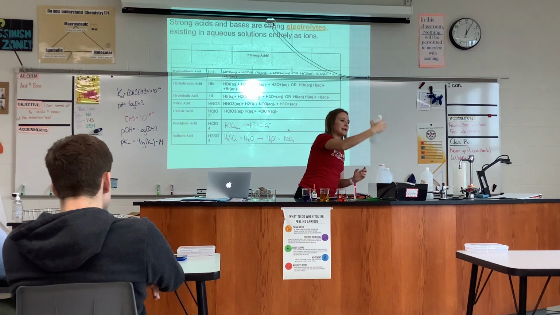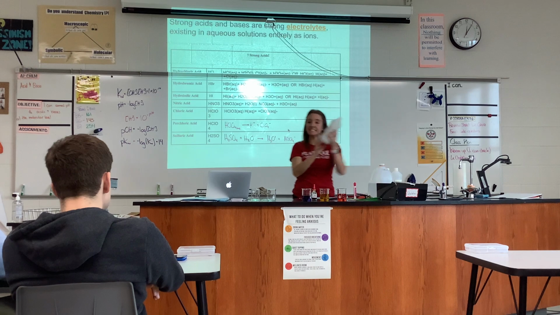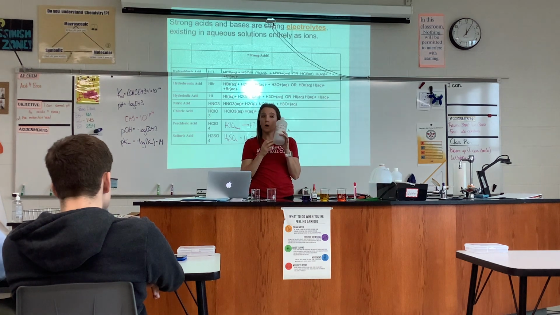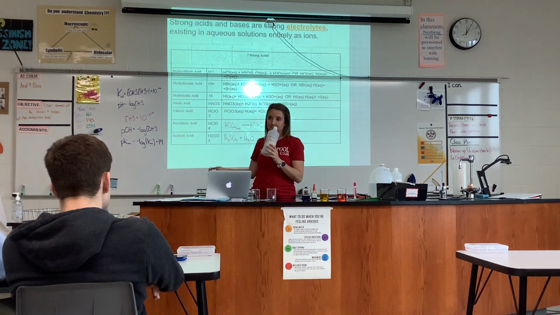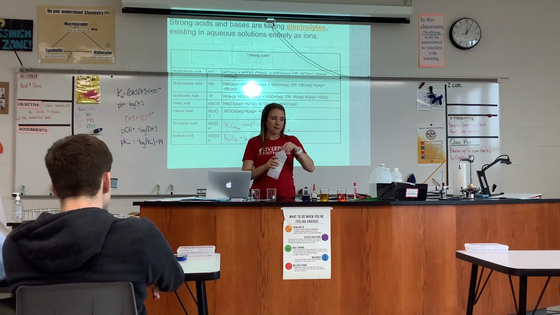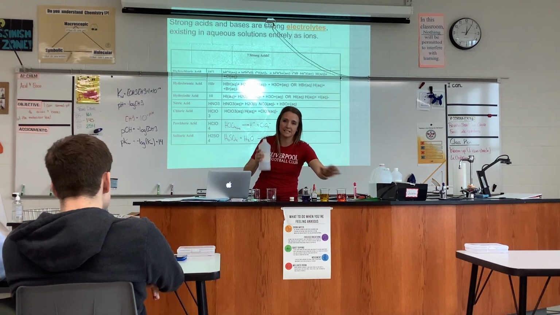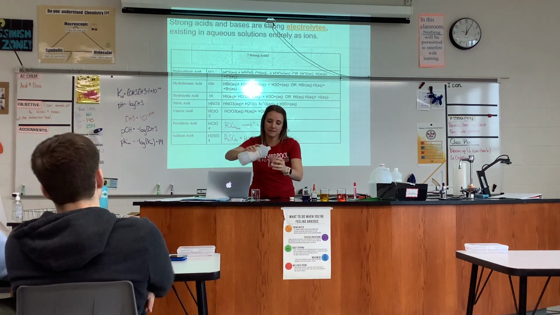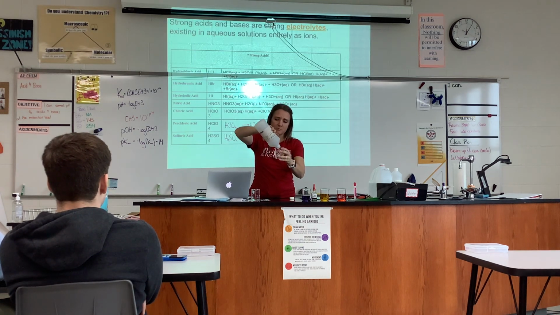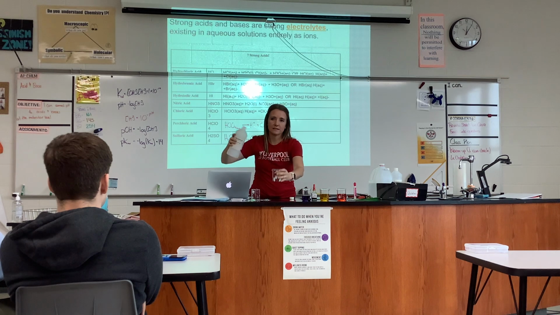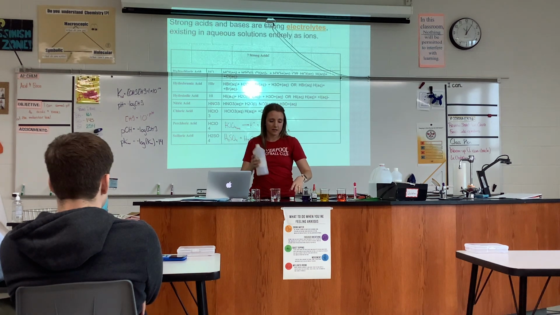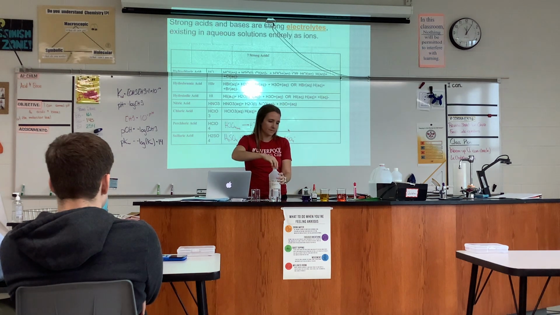So right here I have acetic acid, which is a weak acid. It's not one of our 7. I'm going to pour it in and we're going to add our indicator. So this was hydrochloric, a strong acid. This is a weak acid. Now what does pH measure again? Good, concentration of H+, right?